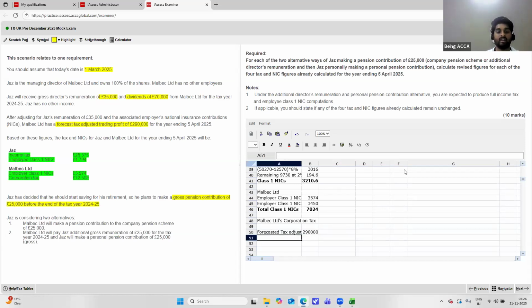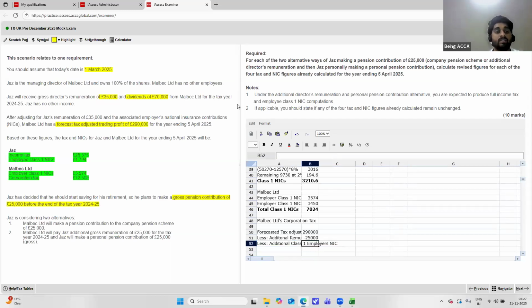From that, we will deduct the additional remuneration, because that is an additional remuneration being provided and it is an allowable expense for corporation tax. So minus 25,000. And because of providing this remuneration, the class 1 NICs are also an allowable expense. That means that should also be reduced: less additional class 1 employer's NIC.